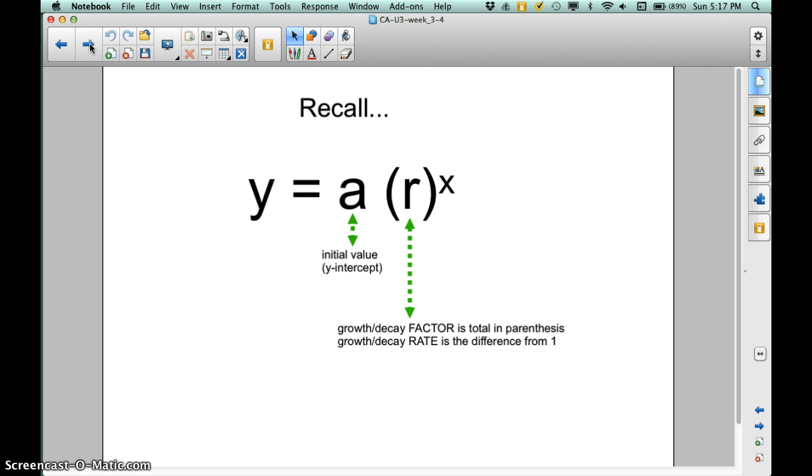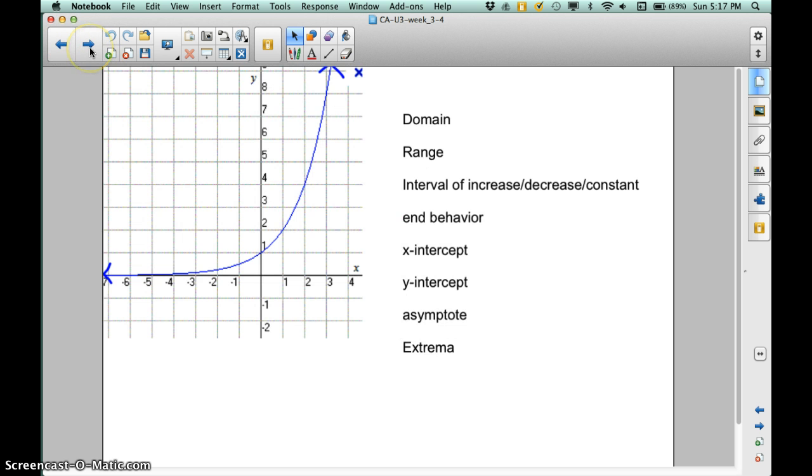This is a total in parentheses. Remember that when we looked at specifically growth and decay applications, the growth or decay rate is that number's difference from 1. Let's start by looking at a graph that is already done for you and talking about the same key features that we talked about when we looked at linear key features.